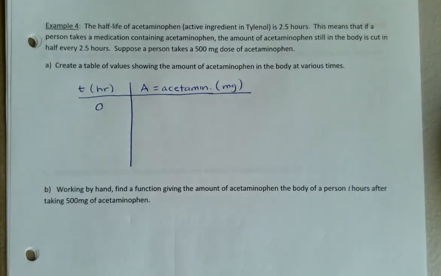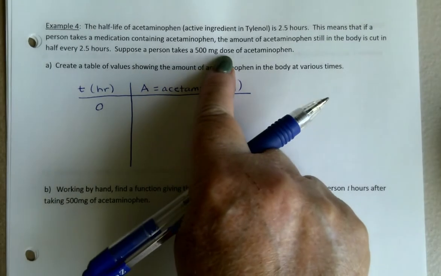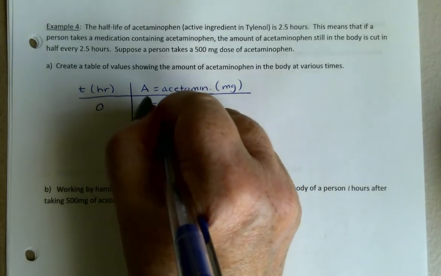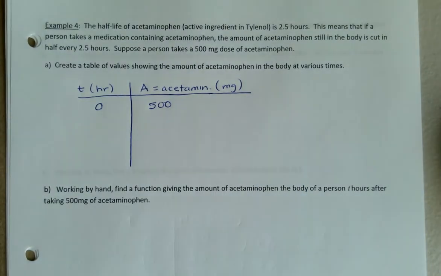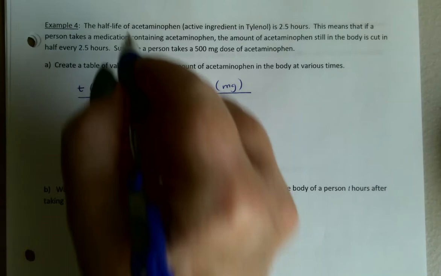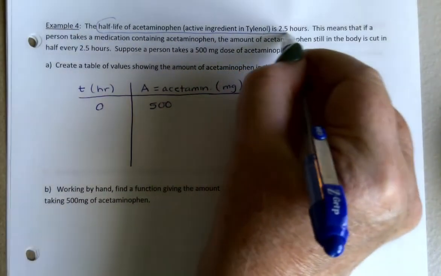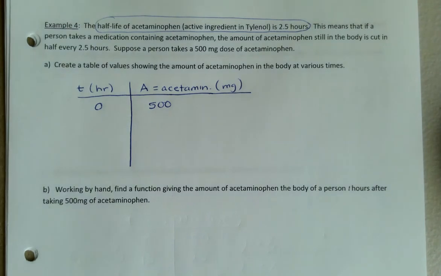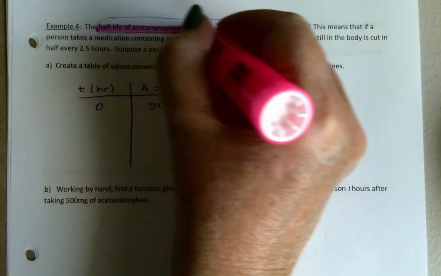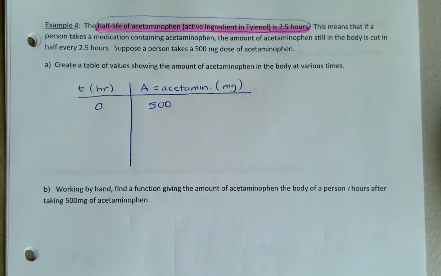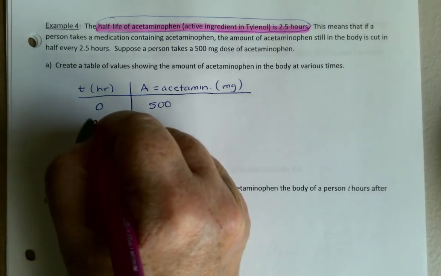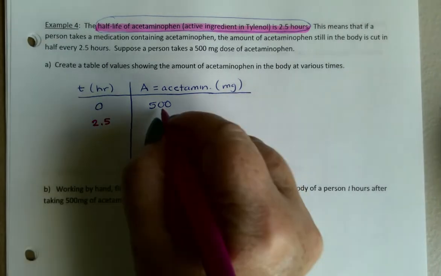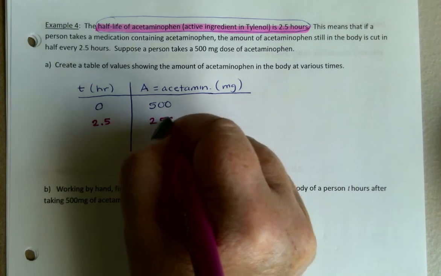We know at time 0, we originally took a 500 milligram dose. So we're starting with 500. And since the half-life is 2.5 hours, that means that every 2.5 hours, we're going to cut the amount in half. So after 2.5 hours, half of that would be 250.